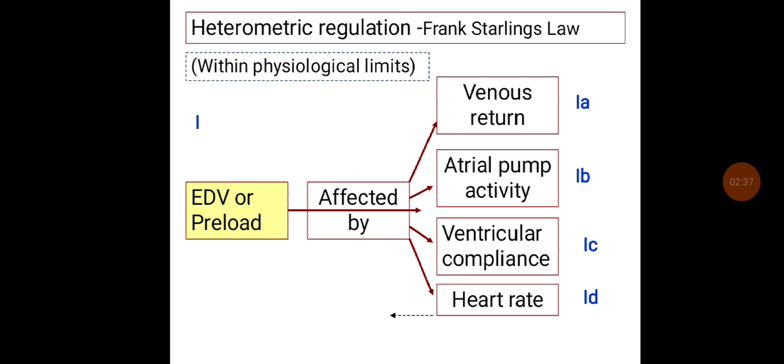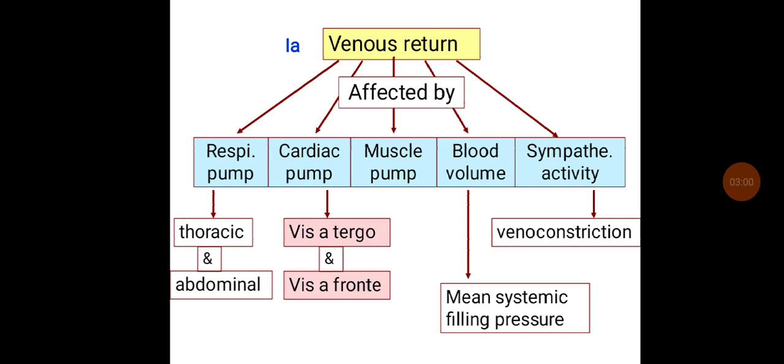It can also be called the preload. This preload or end diastolic volume is mainly affected by, as we know, venous return, the atrial pump activity, ventricular compliance, and heart rate. Venous return again depends on multiple factors.